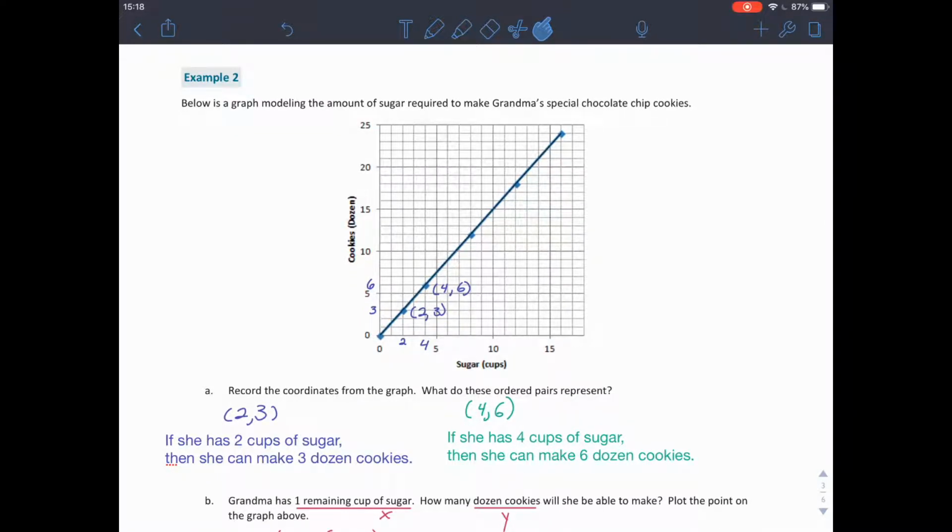Grandma has 1 remaining cup of sugar. How many dozen cookies will she be able to make? Plot the point on the graph above. So, as we saw from our graph before, our dozen cookies is y, and our cups of sugar are x. You can pause the video here if you would like to try on your own to find how many dozen cookies Grandma can make with 1 cup of sugar.